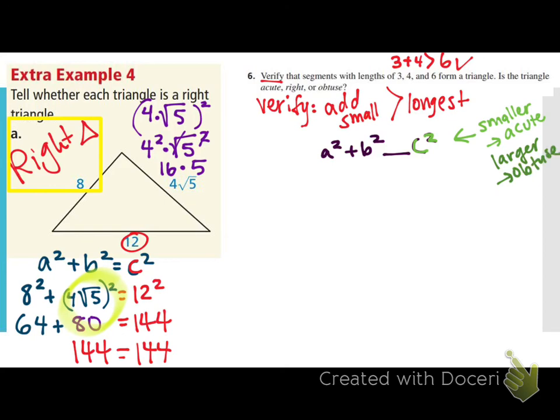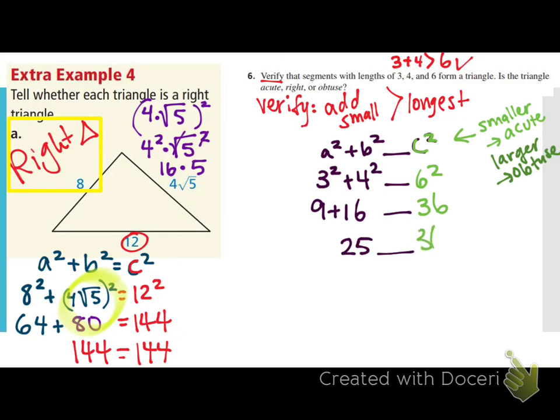All right, so a and b will be 3 squared and 4 squared, and compare it to 6 squared. 6 squared is 36. What's 3 squared? 9, and 4 squared? 9 plus 16 is? And we're going to compare it to 36. So again, I always circle so that I remember which one matters. We're looking at 36. What kind of triangle do we have then? Obtuse. So it's obtuse, because 36 is larger than 25.